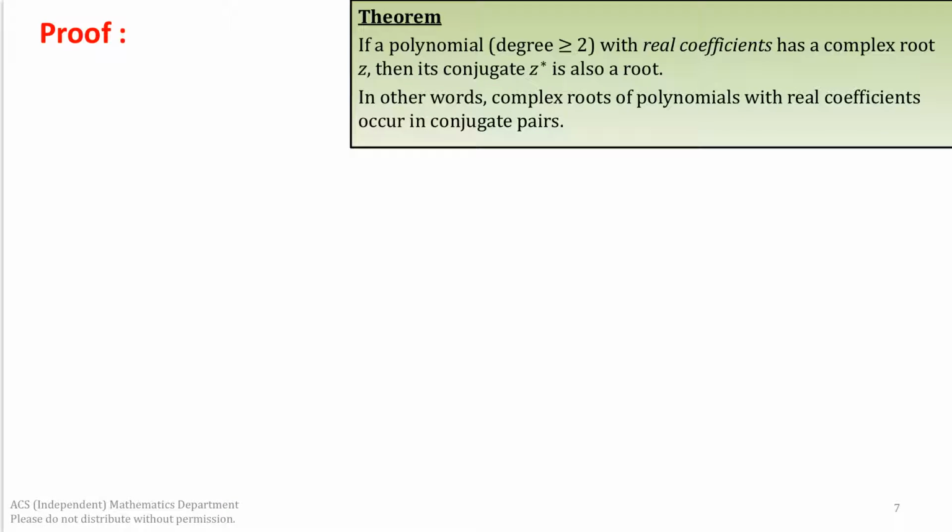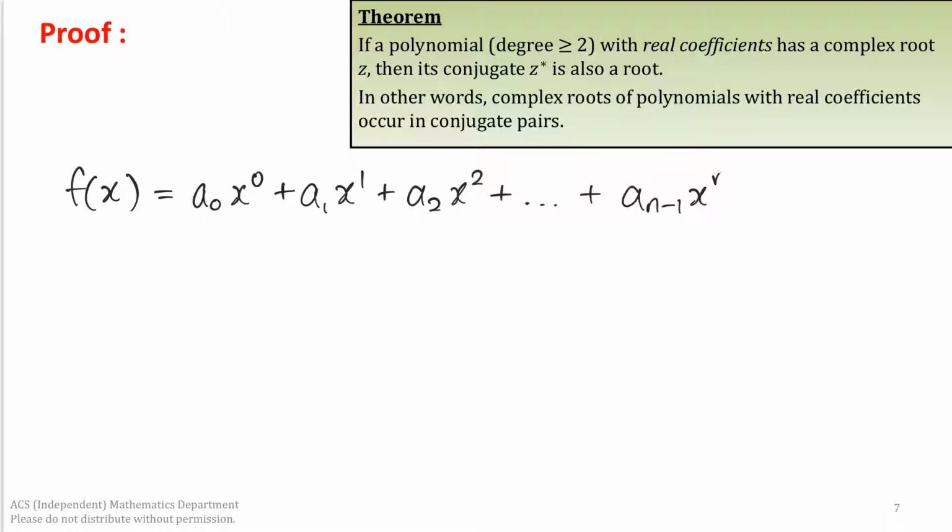Now, let's study why this theorem is true. Let's call this polynomial f of x, and since it is a polynomial with degree more than 2, I could call it a0 x to the power of 0 plus a1 x to the power of 1 plus a2 x squared, all the way until an minus 1 x to the power of n minus 1 plus an x to the power of n. The degree n is more than 2, and I also know that a0, a1 until an are all real numbers.